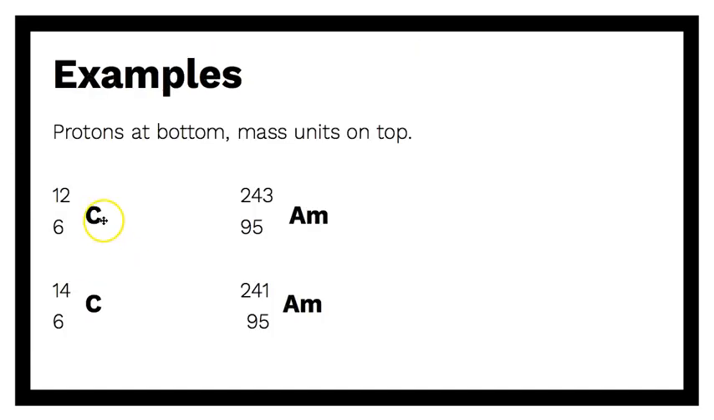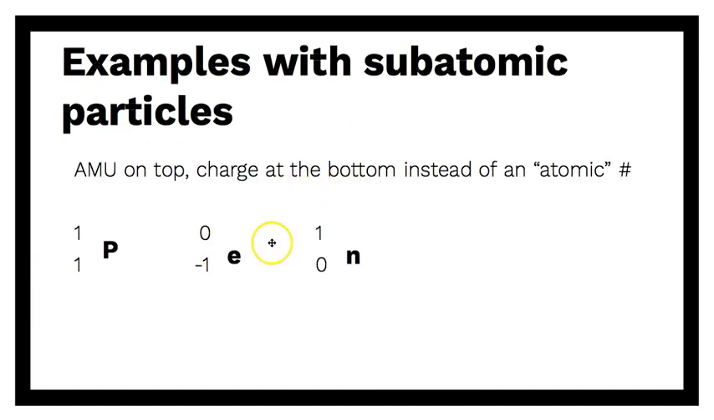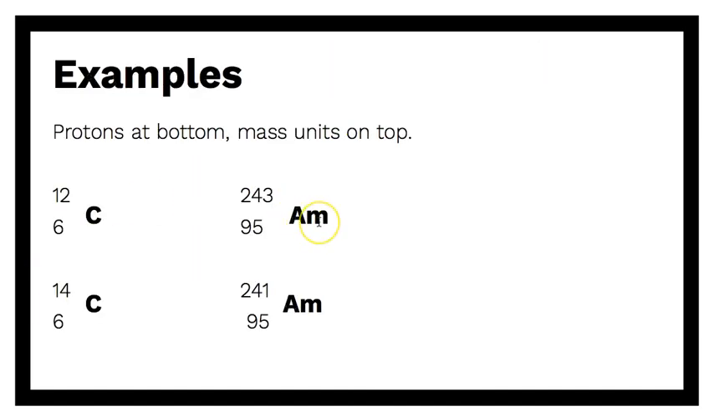Here are some more examples. Carbon 12, that's the mass, but it could also be carbon 14. And then at the bottom we put the proton number. The same thing goes with americium, which has the same number of protons because it's the same element, but a different number of neutrons, therefore they have different masses. So that is americium.